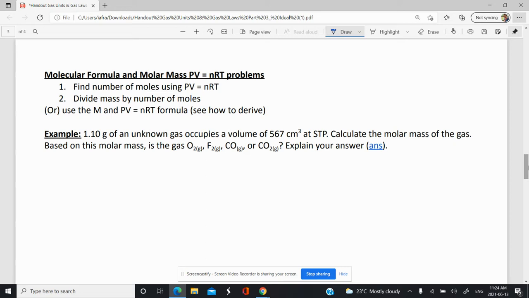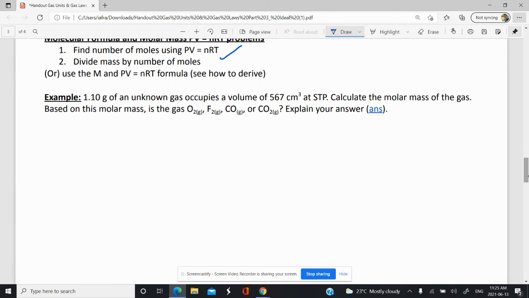So we have our two main steps. It's basically find the number of moles using PV is equal to nRT first, and afterwards do mass divided by number of moles, because that's grams per mole. That's your molar mass. There is another formula you could use that I'll show you later on how to derive. But right now I'm just going to show you how to do a problem using these two main steps here. And then I'll show you how to derive the molar mass formula from PV is equal to nRT.